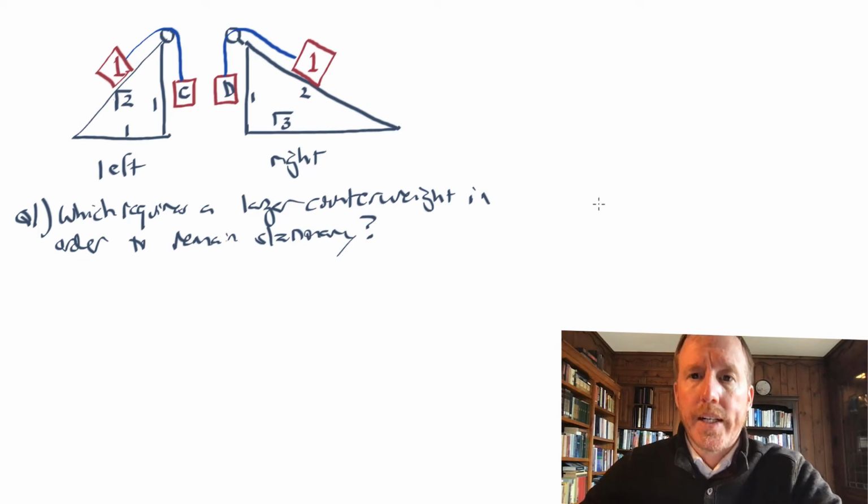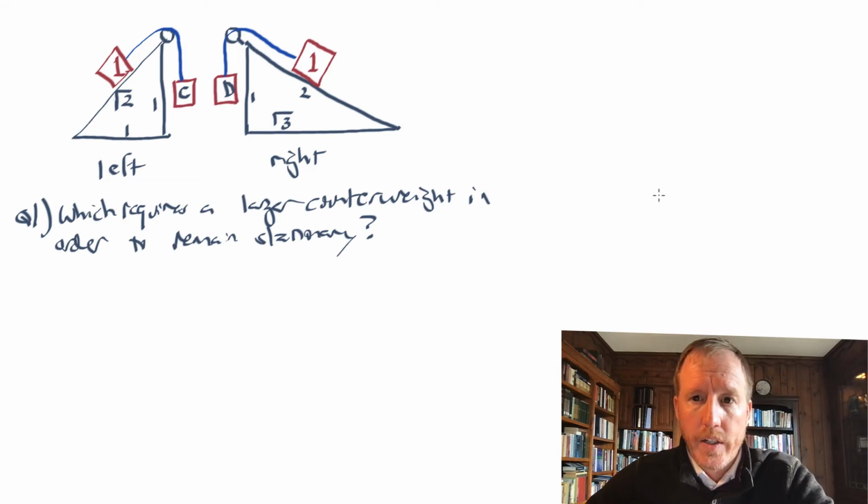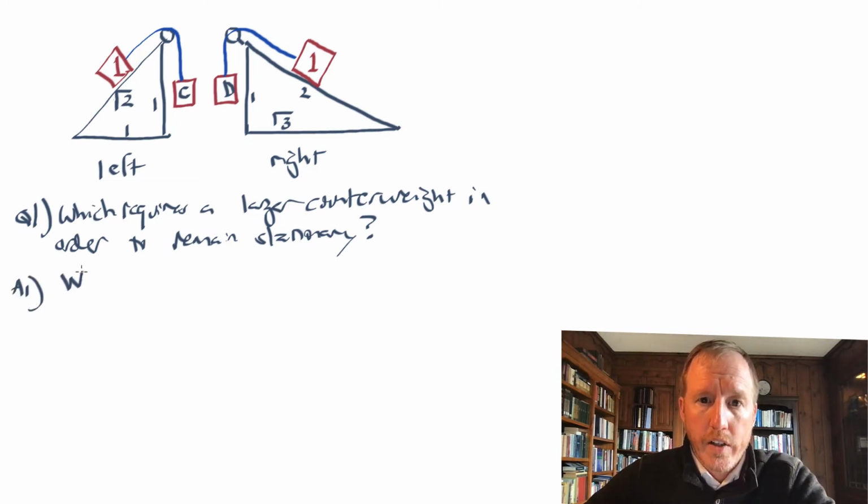And you can probably guess this without doing any calculations. Since both blocks have a weight of 1, and since the ramp on the left is steeper, the block on the left is going to require a larger counterweight in order to hold it stationary. And the block on the right is going to require a smaller counterweight. In other words, the answer to question 1 is that the weight of block C is going to have to be larger than the weight of block D. You probably sense this intuitively to be correct.